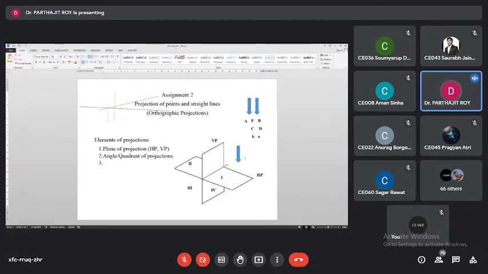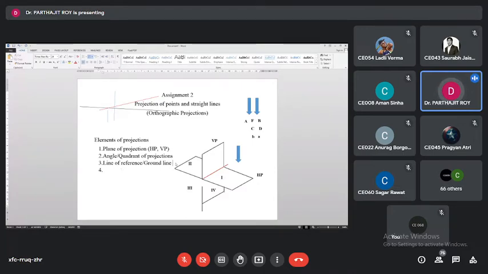We call this line the line of reference. But sometimes you will find that people are calling this the ground line. Am I clear? Yes, sir. So our third element of projection is the line of reference or ground line.